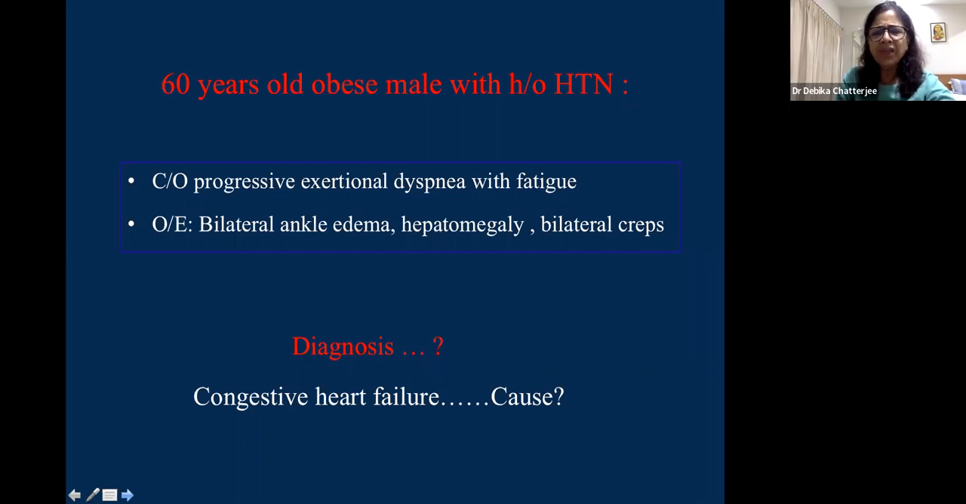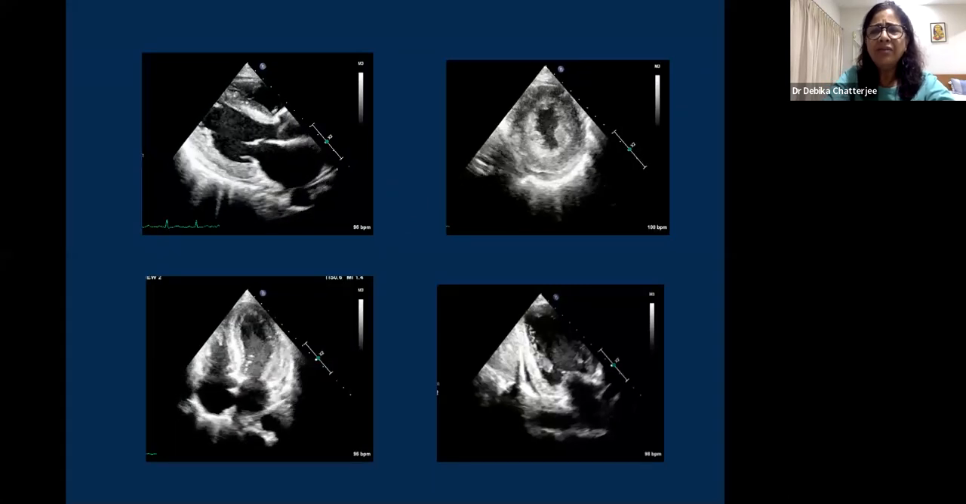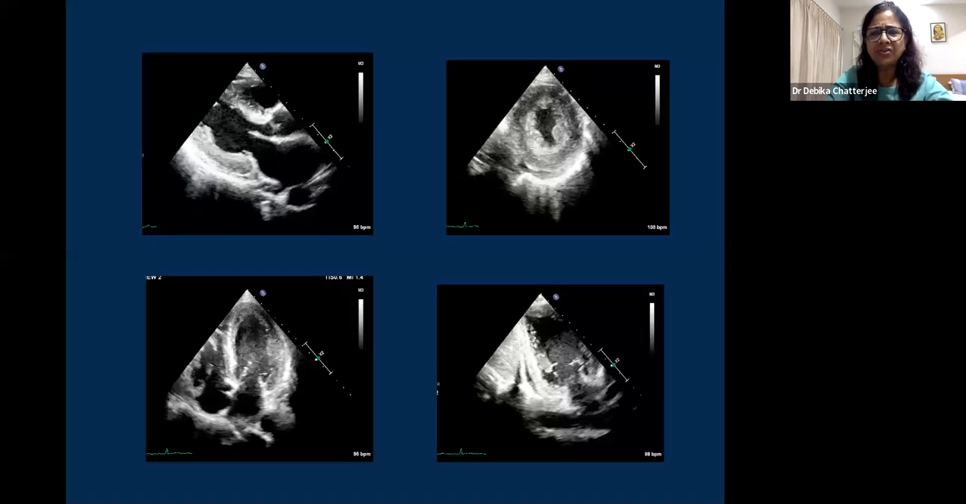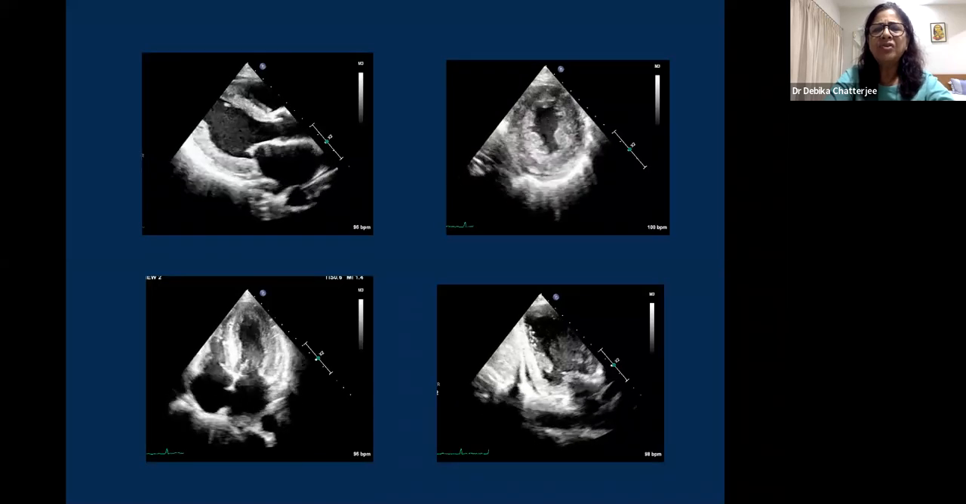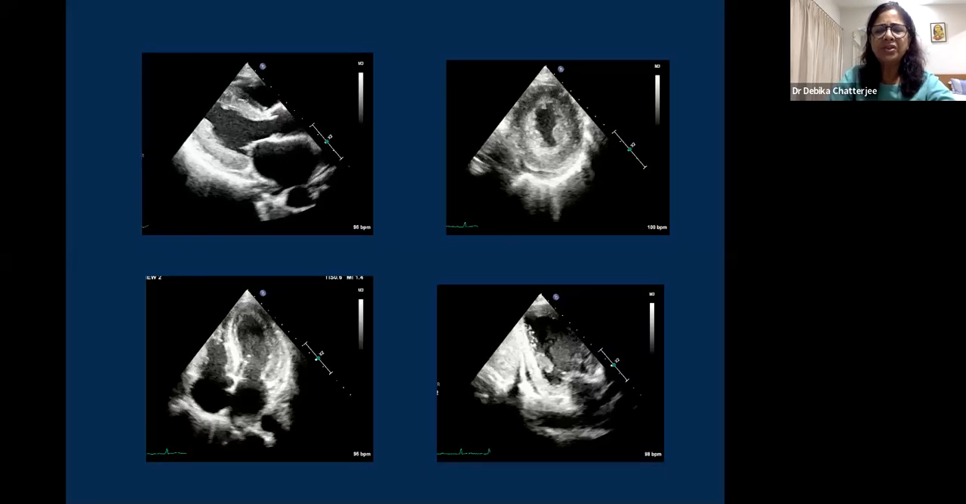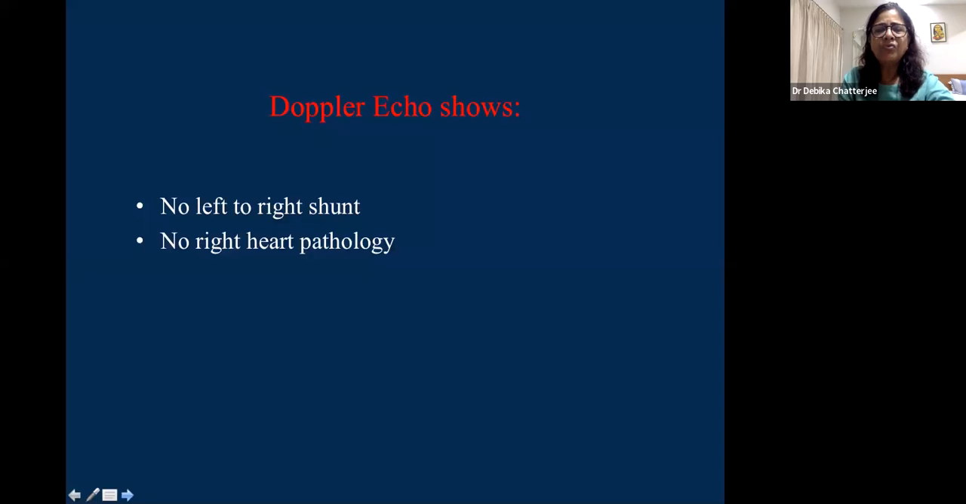We have a habit of always thinking about systolic heart failure as the cause of congestive heart failure. And we do the echocardiography to see how the LV is functioning, how much is the ejection fraction. And we find there is no wall motion abnormality. The LV is contracting very well with an ejection fraction of 65%. But as we do the Doppler echocardiography, after ruling out left to right shunt and right heart pathology, we find that the patient is having diastolic dysfunction with elevated LV filling pressure.